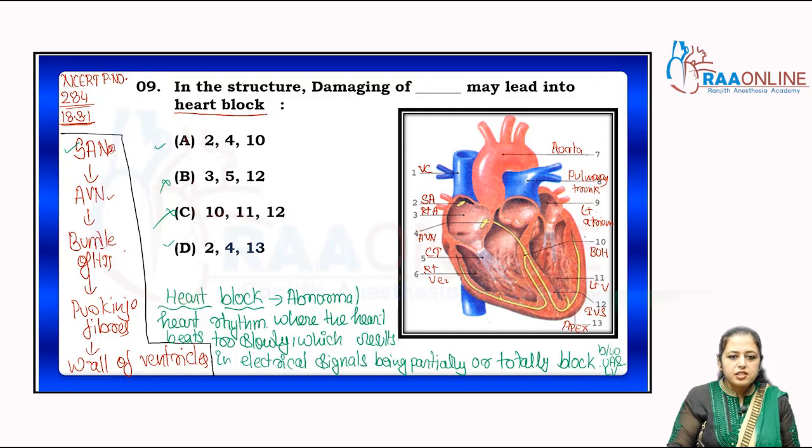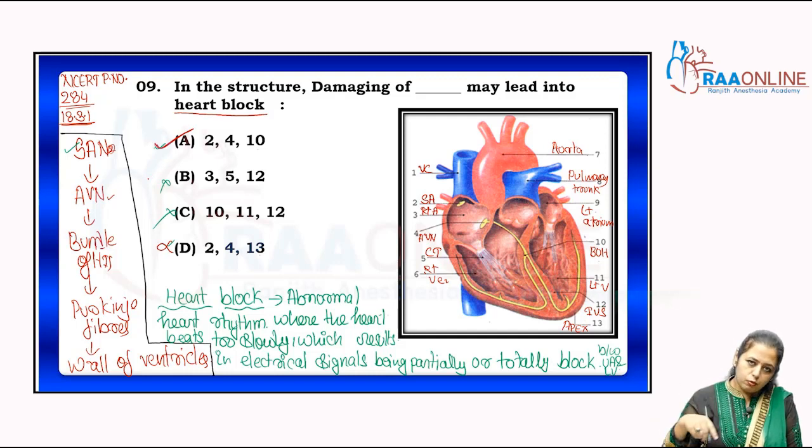Now the third one is the bundle of His, that is the 10th number, and 13th which is given is the apex. There is no role for the apex here, so option D is also cancelled. So the correct option is A, right? Now you can understand how NCERT uses its words to frame a question. So this is the pattern to solve the questions and to understand the NCERT properly.